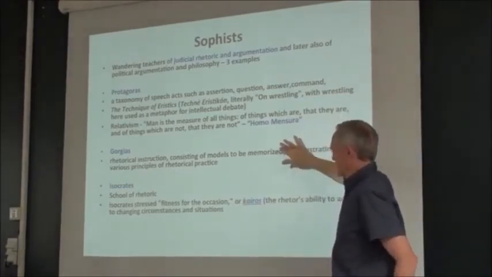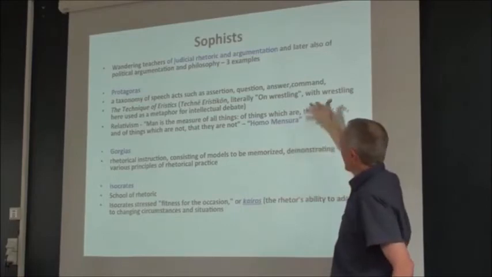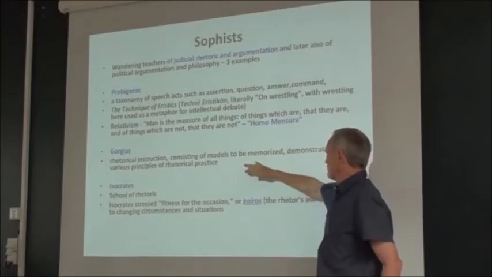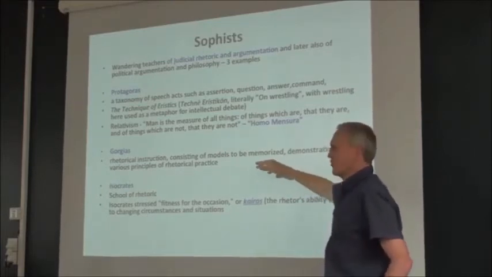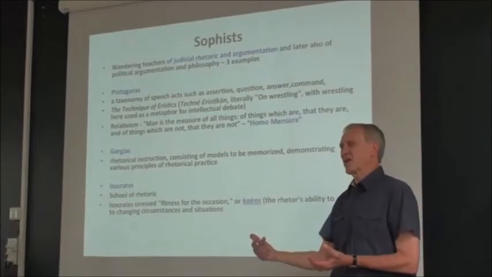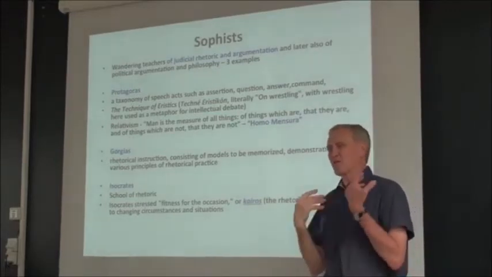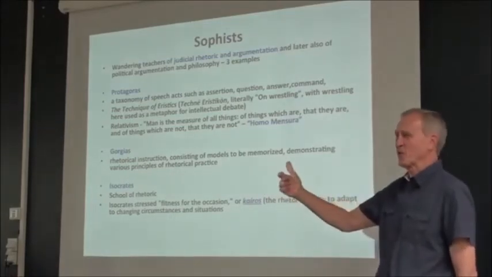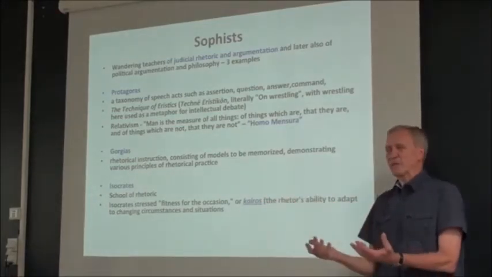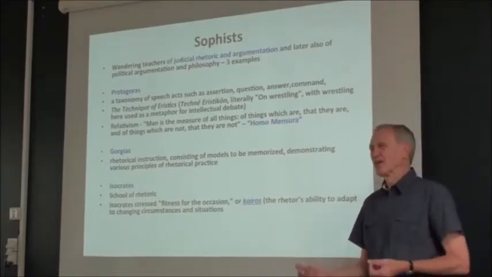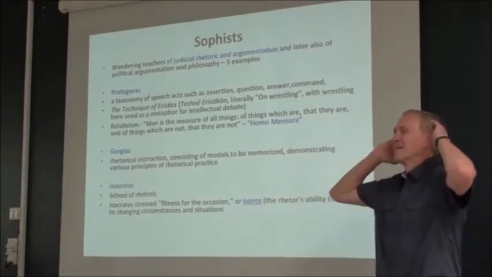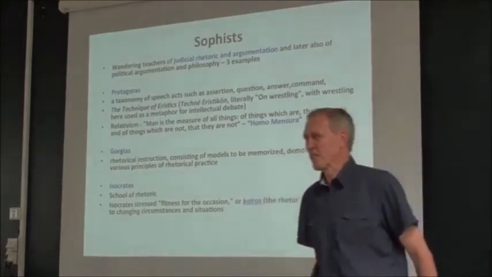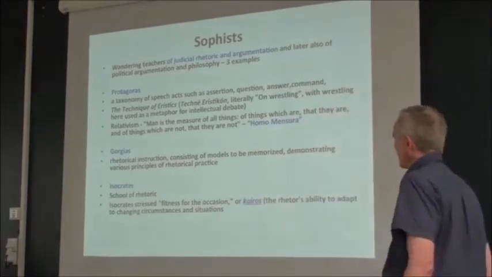Gorgias is another sophist. He also taught people what to do, and he was one of the first people to insist on teaching people to memorize. So he would teach them how to have a good opening of a speech, how to close the speech, how to evoke the feelings of the audience, etc. And he did this by having people memorize the things to do, by heart, and then reproduce them. So he used that.